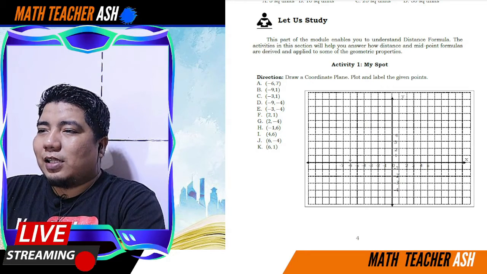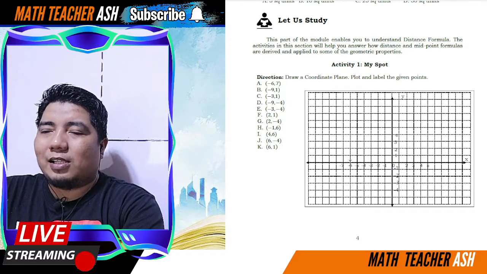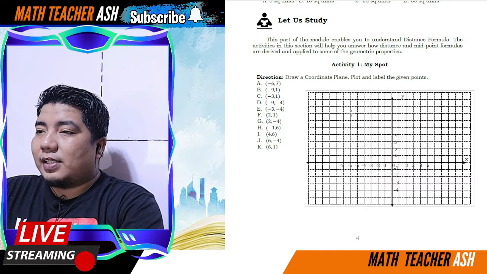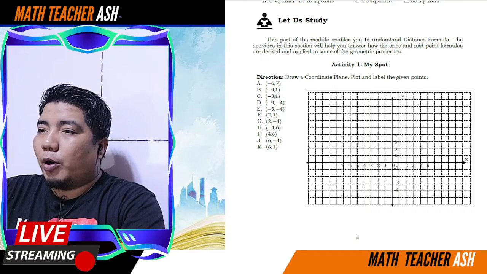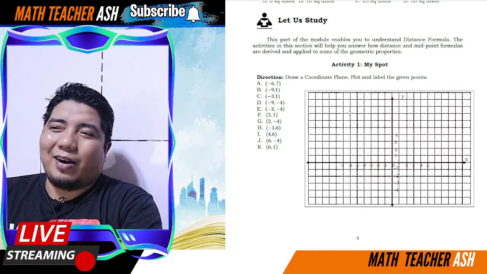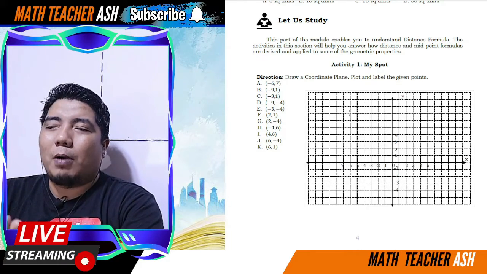And since it is +7, so we go up. If it is negative, then we go down. But since the given is +7, so we go up 7 units. So 1, 2, 3, 4, 5, 6, 7. At dito ka maglalagay ng point at pwede mo na yung pangalan ng point A. Alright, so napakadali lamang po, my dear math learners, kung paano mag-plot ng point.